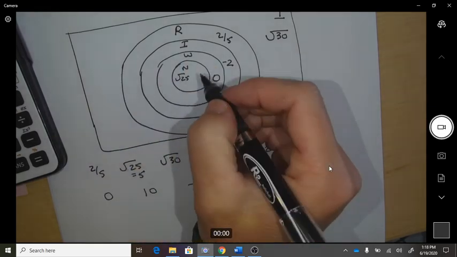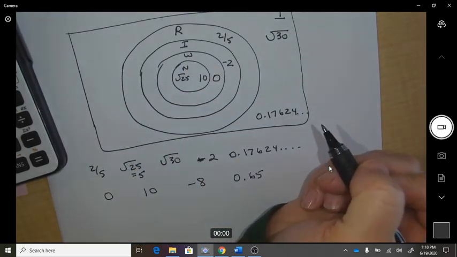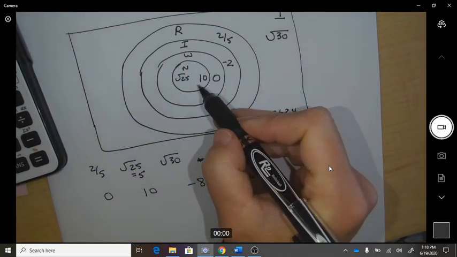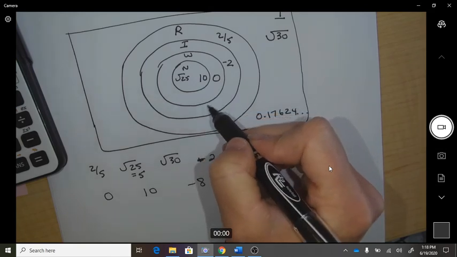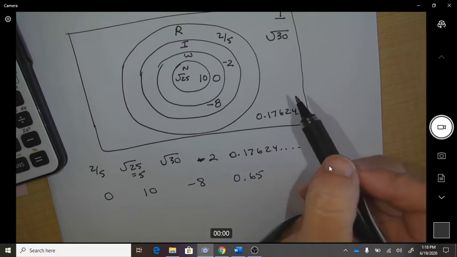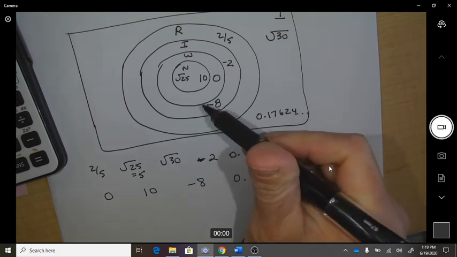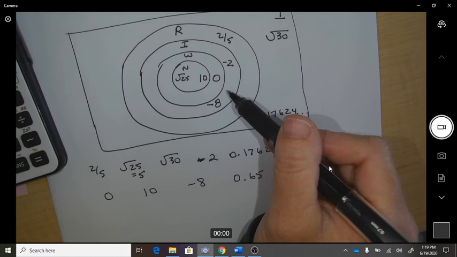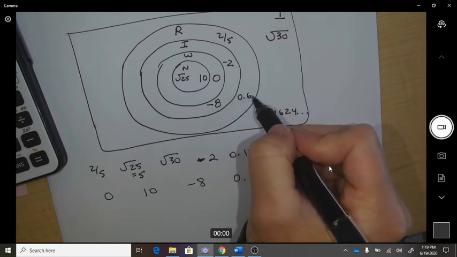10, so start in the middle. It is a natural number. -8, it's not natural, it's not whole, it is an integer. And 0.65, it's not natural, not whole, it's not an integer, but it is a rational.